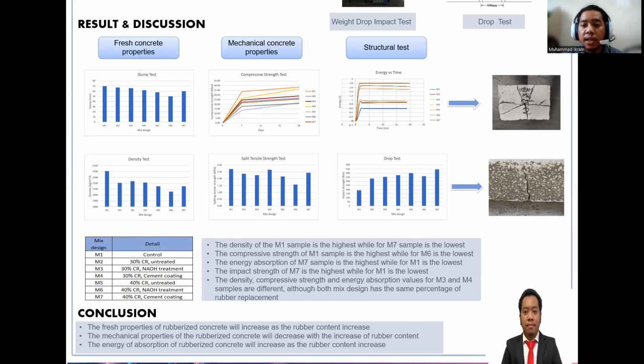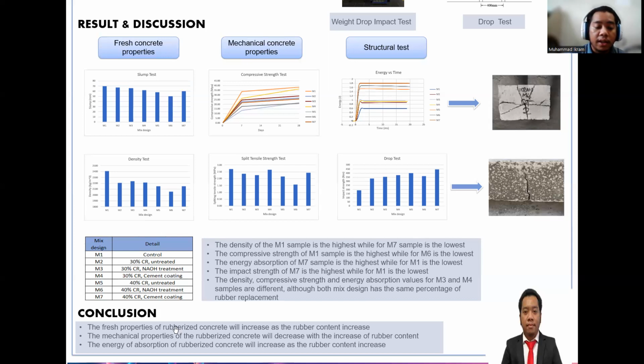As you can see, on the right side of the poster, there are 2 pictures. Both pictures show the look of the cracks of the sample after the test was done. So you can see the crack pattern of the failure after the test.